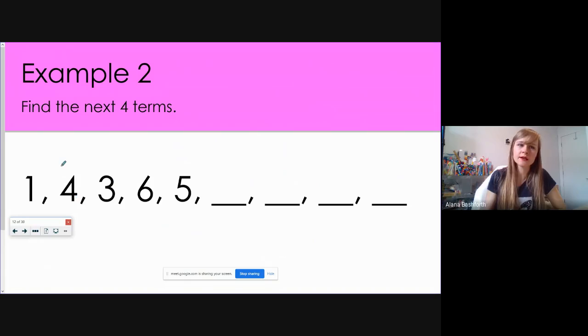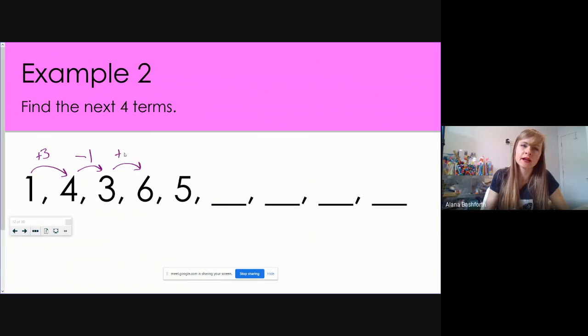To look at one more example, we're going to combine all of the steps into this one page. So we go from 1 to 4. That is 1, 2, 3, 4. That's plus 3. Then 4 to 3. That's going smaller, so subtract 1. Then 3 to 6, we're adding 3. And 6 to 5, we're subtracting 1. So that means that we're going to add 3 here, subtract 1 here, add 3, and subtract 1. So adding 3 is 8, then 7, then 10, then 9. And that's how you do that.